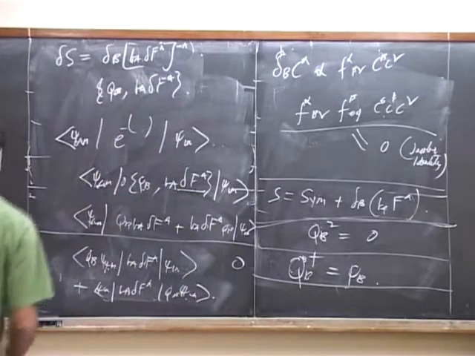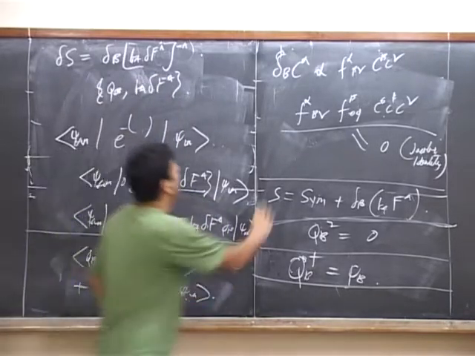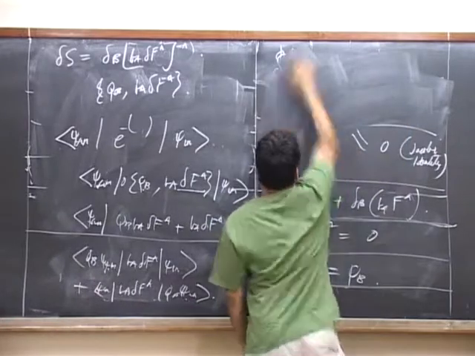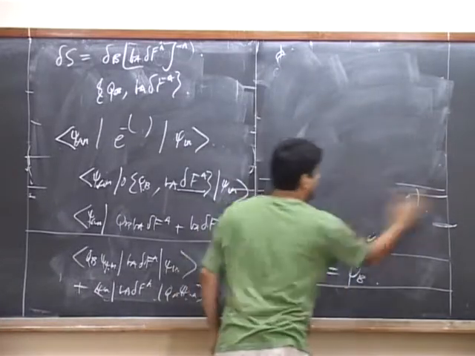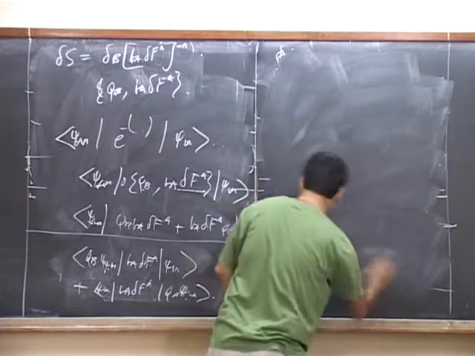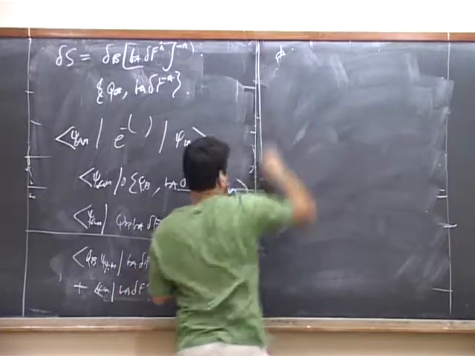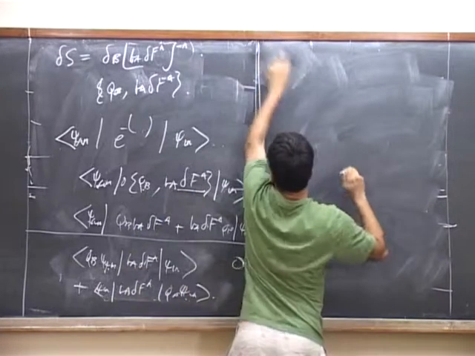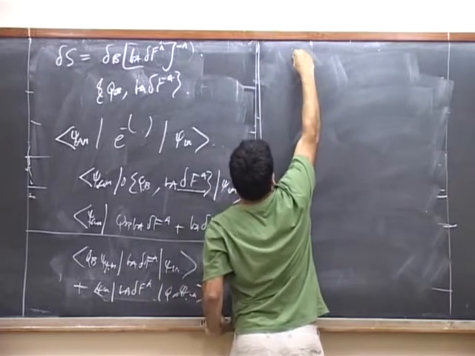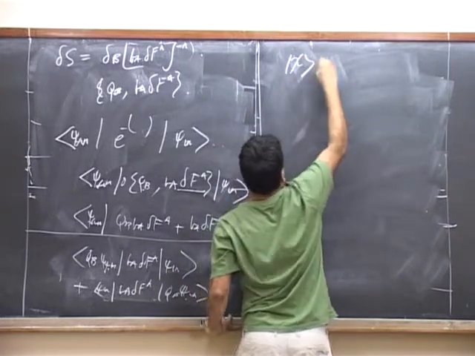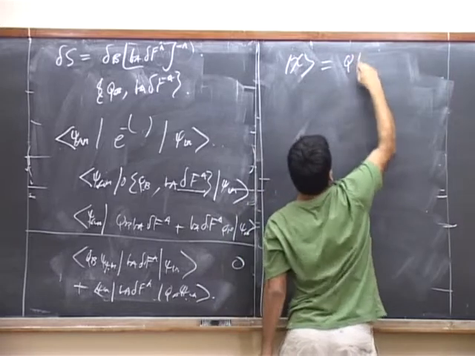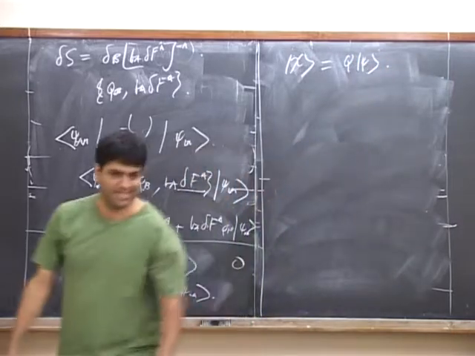Now we come to the diagrams. You see, let us now look at the following. Suppose we consider any state of the form Q times psi, where psi is any state.